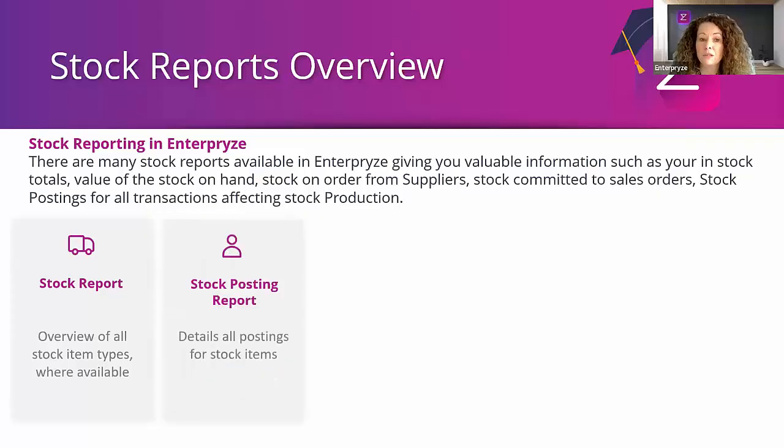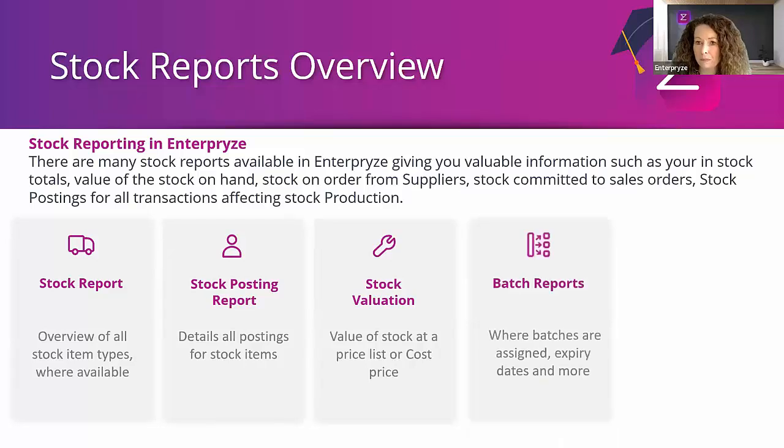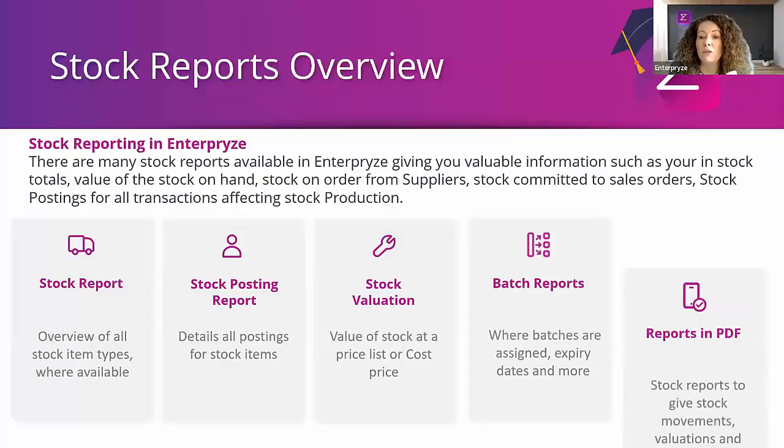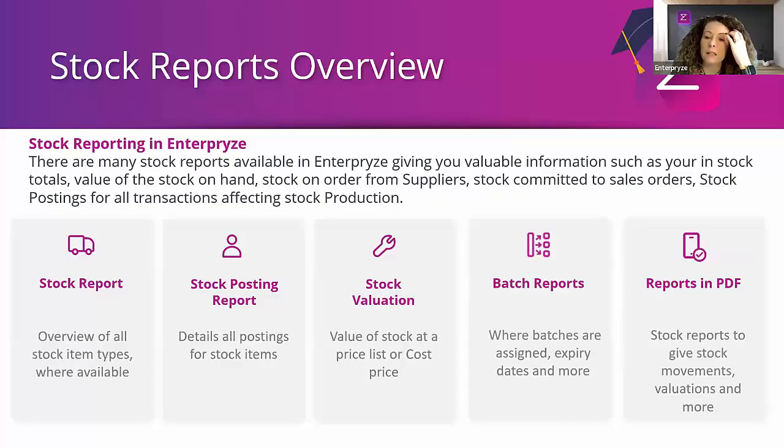We've got the stock posting report, which details all postings for stock items, so stock in, stock out. And of course, you'll be able to see that as well for the raw materials and bill of material items. Stock valuation, to value the stock. Batch reports, very important where we've got items that have been batch tracked, and of course for serial items as well. And of course, there are selection reports available within the PDF.